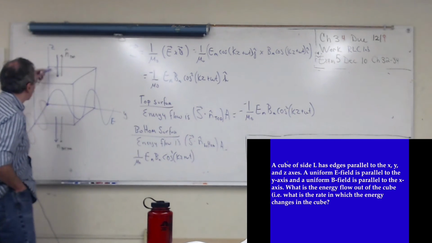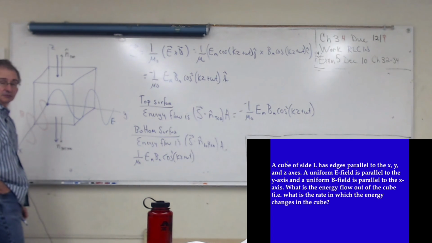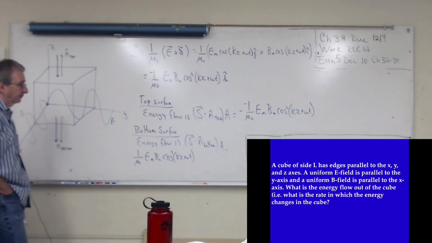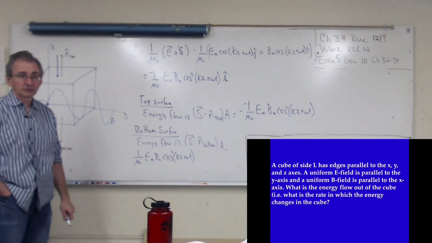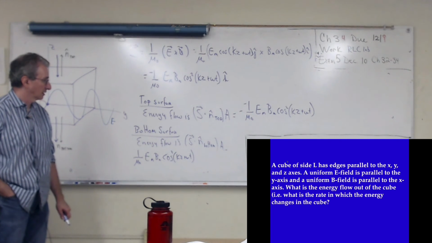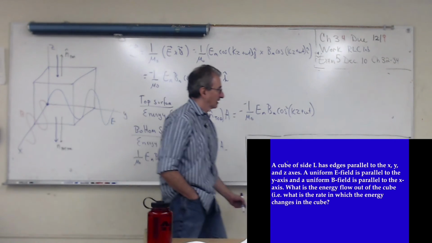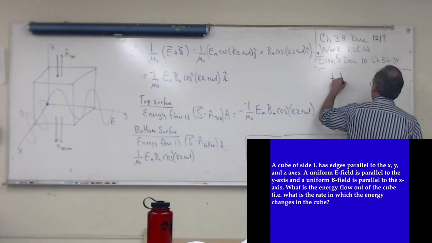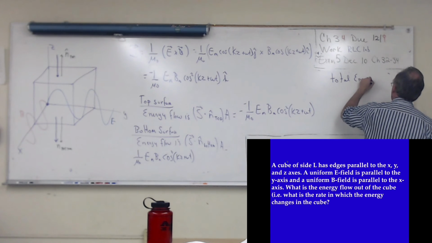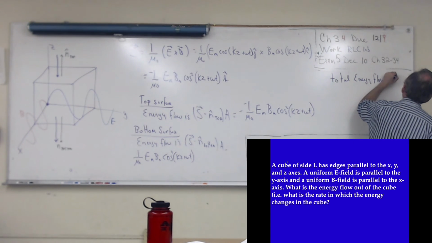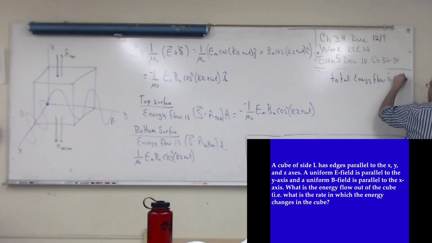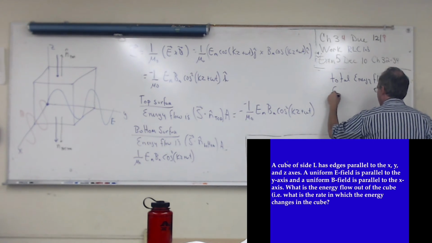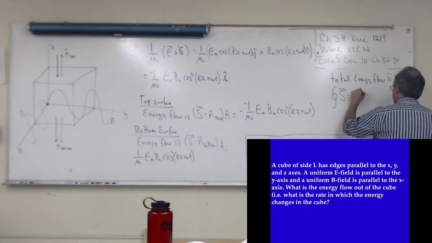So what is the total energy flow through this volume? What is the total energy flow through the volume? Is it not the sum? It's a sum. And what does the sum give you? Does it give you 0? Yeah, so total energy flow is 0. Write it in words. What I've just calculated is this.